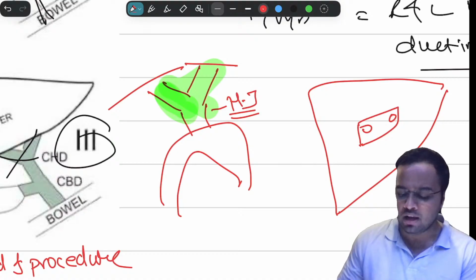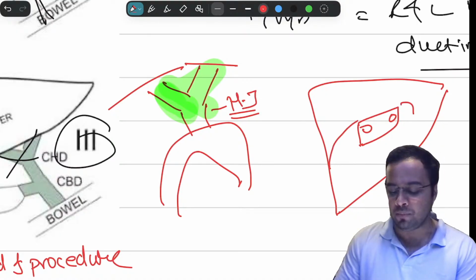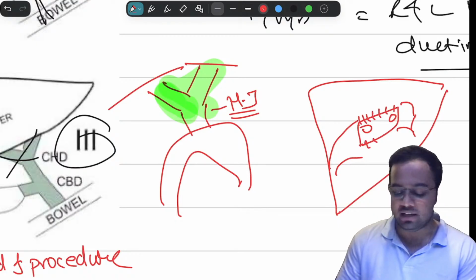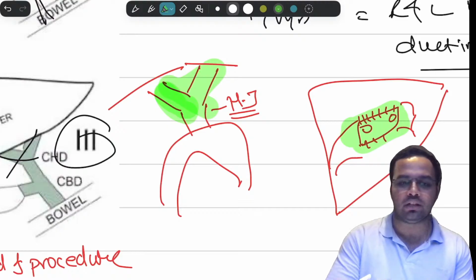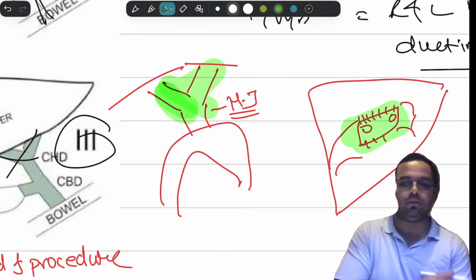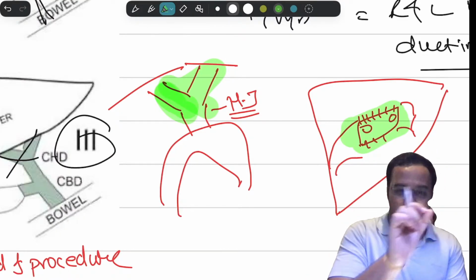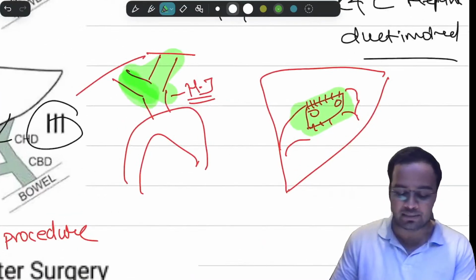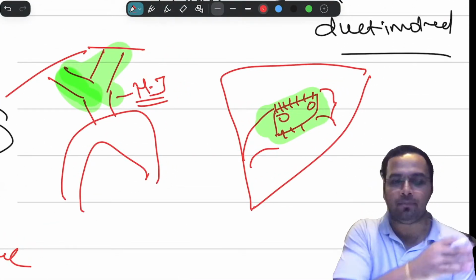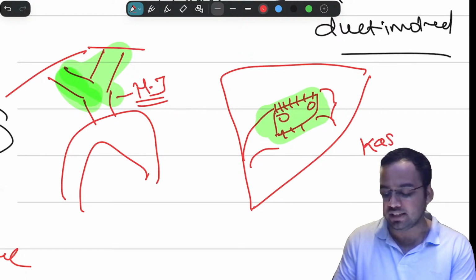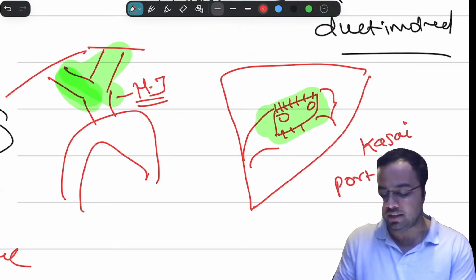So I am going to take a bowel loop, make a big hole on the bowel loop, and anastomose the bowel loop here. So what is going to happen? Whatever bile is drained, without going into the ducts, it is going to come straight down into the bowel. But mind you, this is not a physiological procedure. It is called portoenterostomy. So the bowel is anastomosed directly with the porta hepatis. It is called a Kasai procedure or portoenterostomy.